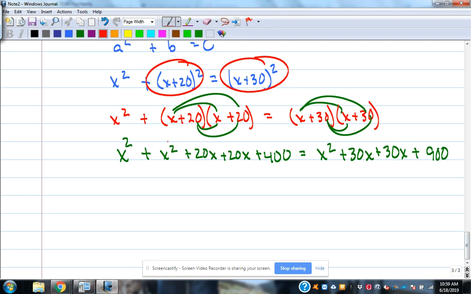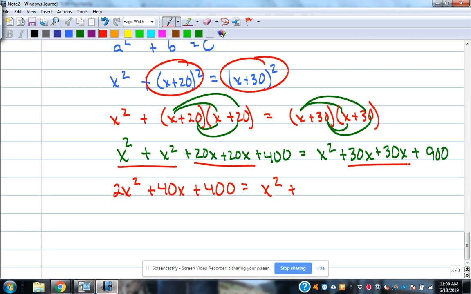So I'm going to put some stuff together here. I've got x squared and x squared is 2x squared. 20x and 20x would be 40x plus 400 equals x squared. 30x and 30x is 60x plus 900. Now I'm just going to get it equal to what, so that I can solve it? 0.